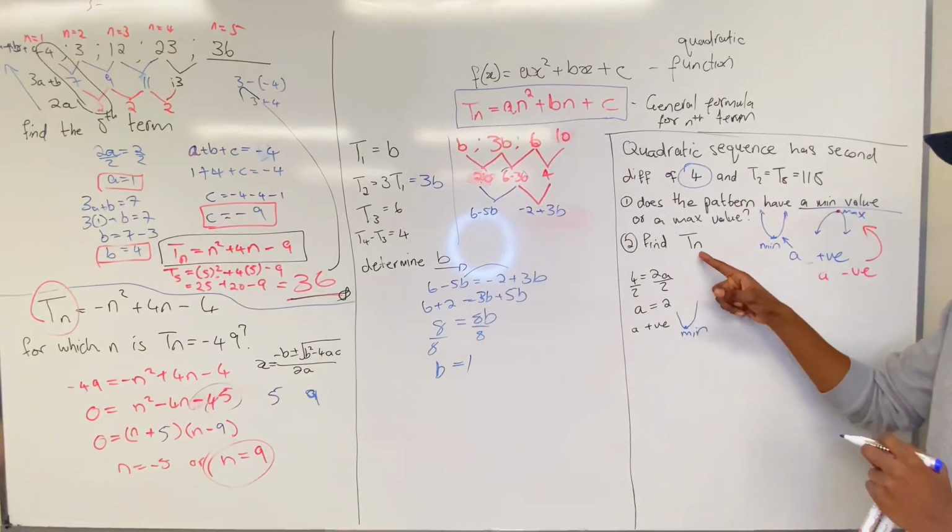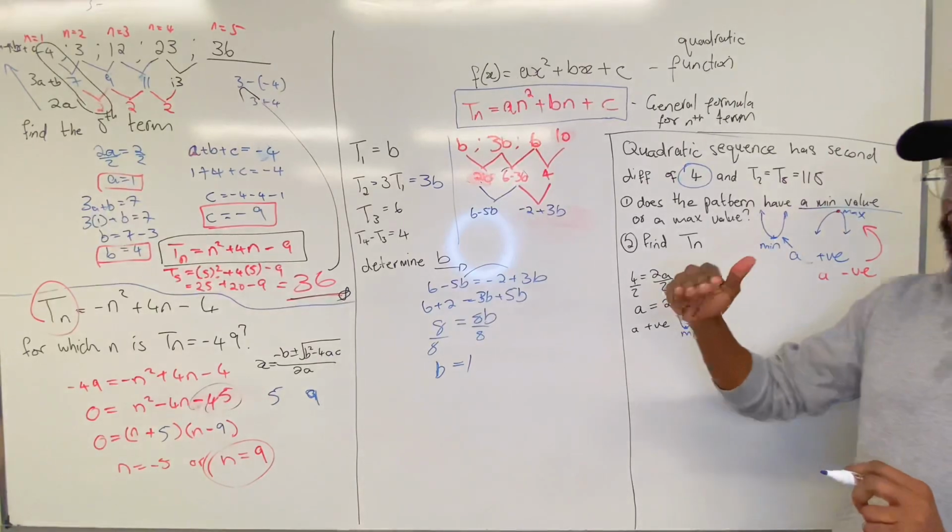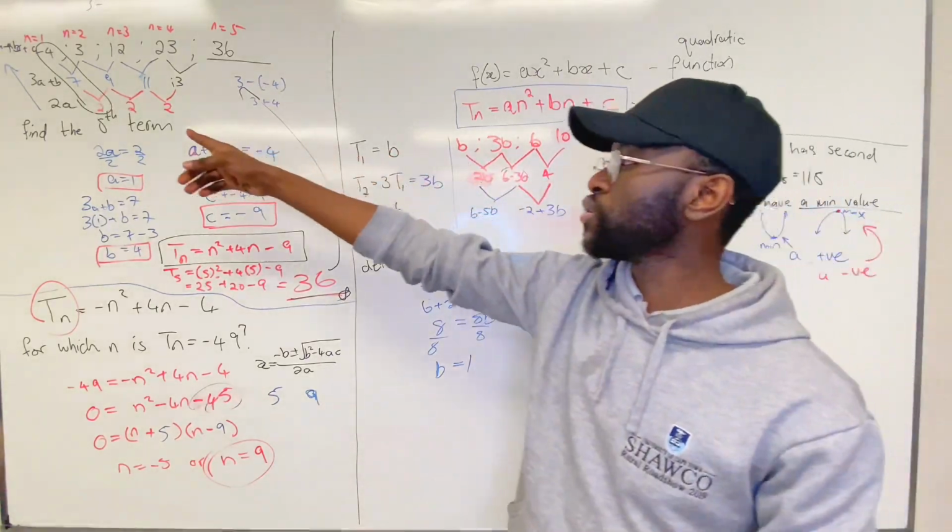Now, they want Tn. We do not have the first difference, so we cannot continue with 2a.